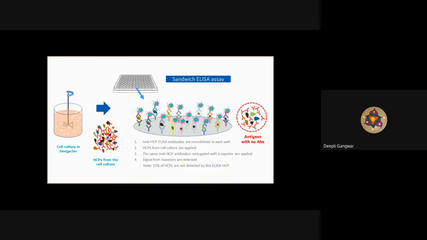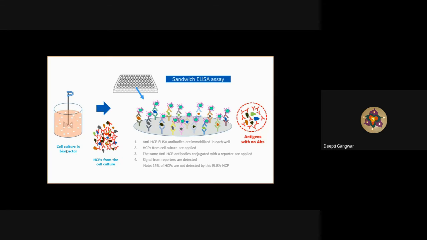This is important in this particular case because when we are generating the reagents for ELISA, this particular interaction will play a key role. So then how do we generate? As I just mentioned, what you do in sandwich ELISA for HCP quantification is that you coat your plate with anti-HCP antibodies. But then how do you generate anti-HCP antibodies?